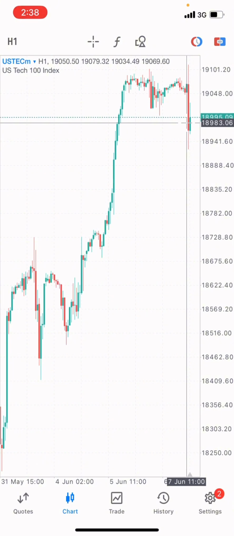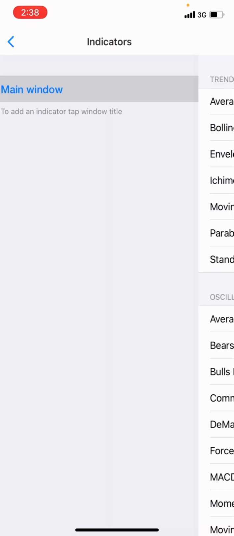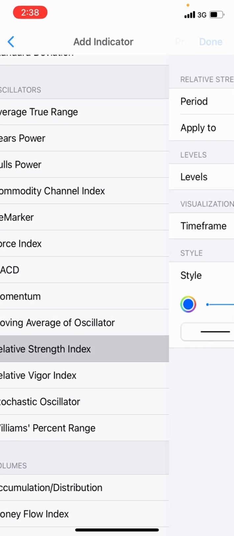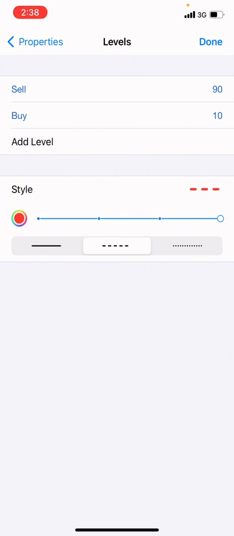Okay, so the next step is to put in our indicators, right? I always show you indicators. We're going to put on the RSI and the MACD indicator. First of all, we're going to put on the RSI indicator just to level our trade for the overbought and the oversold level. So put on the RSI, which is the relative strength index. Put it on period 14. You apply it to close. The level is going to be on 90 and 10.